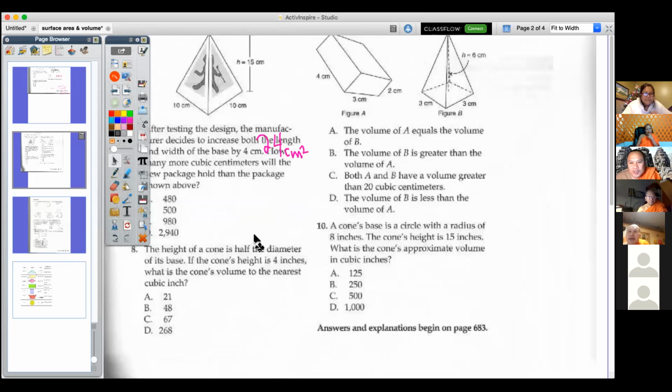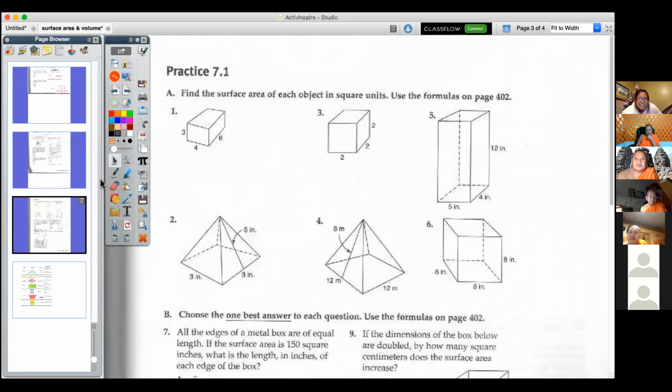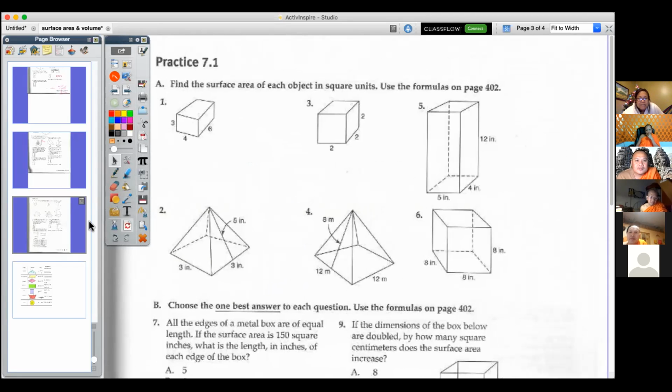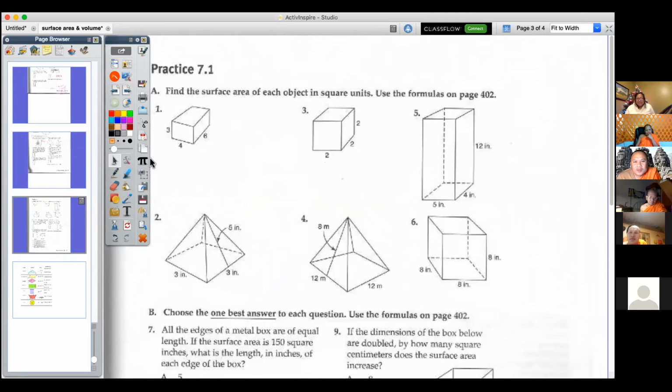One more, a pyramid. Oh, pyramid, okay. Number 1, 2, 3, and 4. Are we finding surface area or volume? Volume. Number 1.